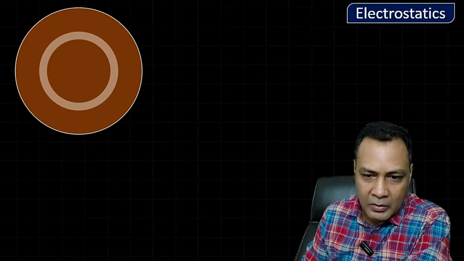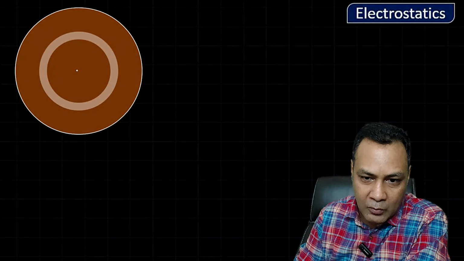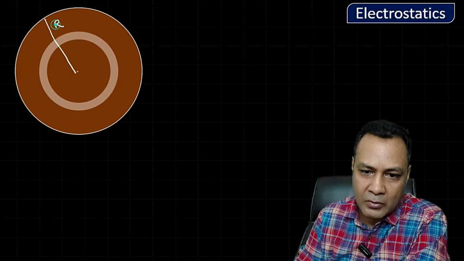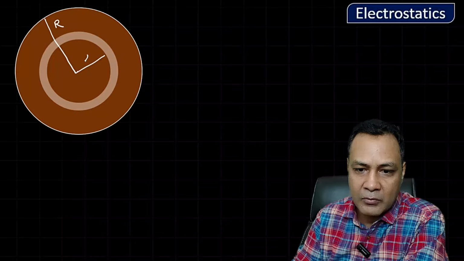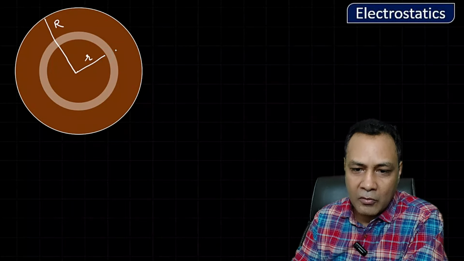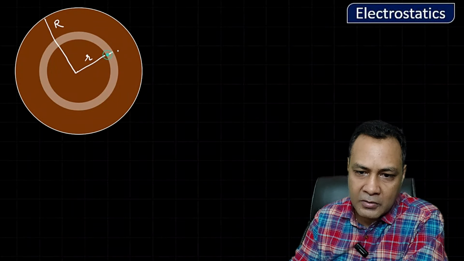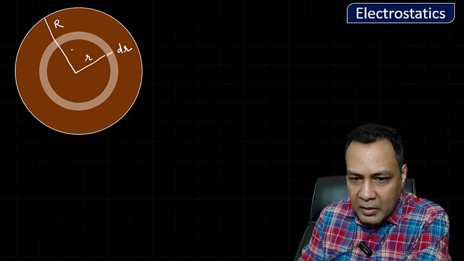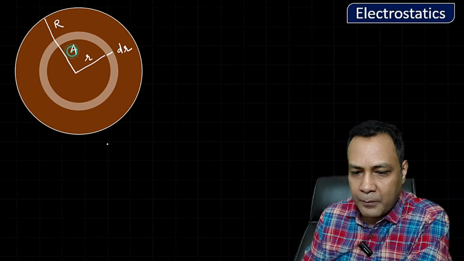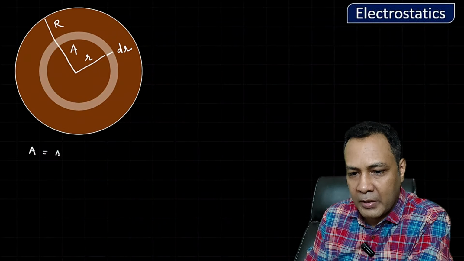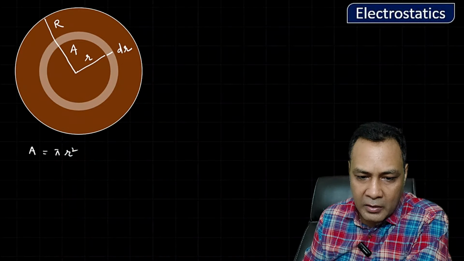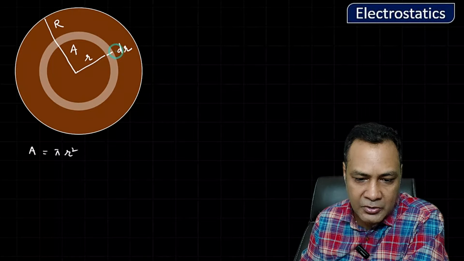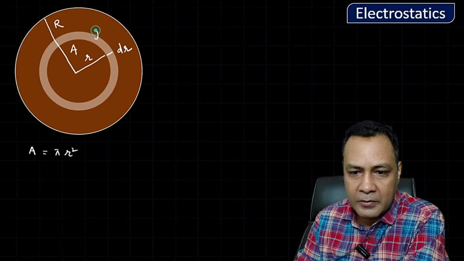Let's go ahead. Once again we'll take an element, and now it is a 2D diagram. The object is also 2D. Earlier that was a sphere, so the element was a shell. Now the element would be a ring of radius r and thickness dr, and the area up to radius r is A. So A is equal to pi r square. When I increase the radius from r to r plus dr, the incremental change in the area is dA.